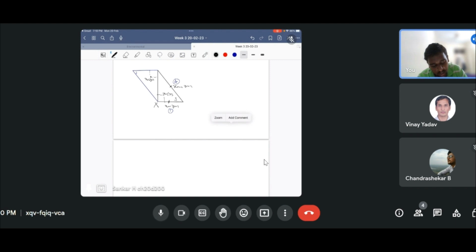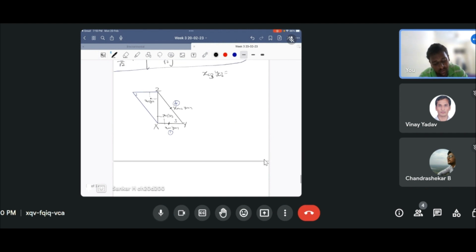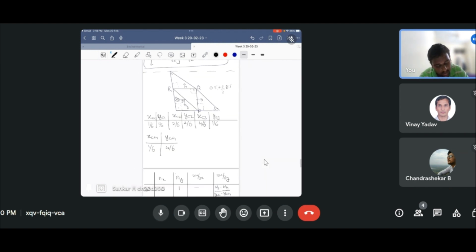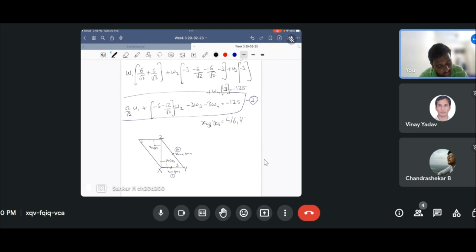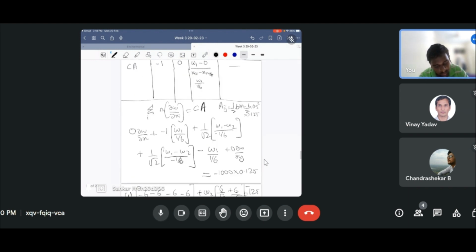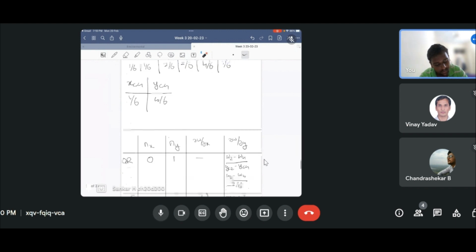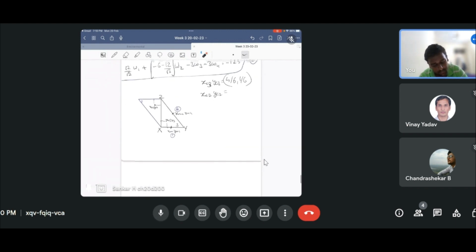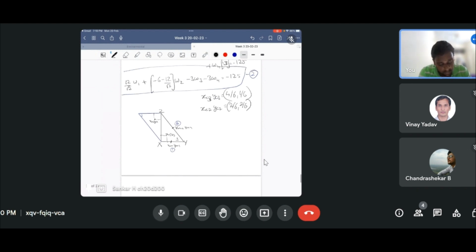Let us call this triangle xyz and try to compute what xc3 and yc3 was. We already found that xc3, yc3 is actually 4 by 6 comma 1 by 6. And xc2, yc2 also we have already found out, and it is given by 2 by 6 comma 2 by 6. Next, we need to find out what is xm1, ym1.